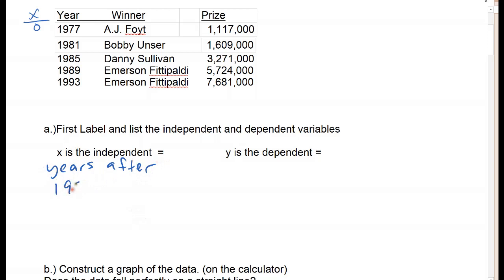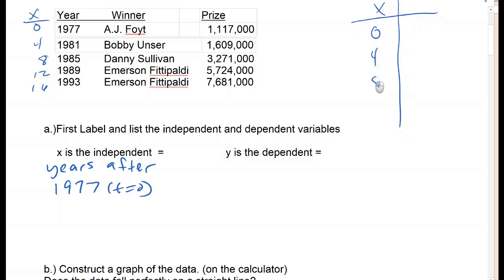The years after 1977, right? That's time 0. That's the first piece of information I have. And that's how we let people know in statistics that the first piece of information came from 1977. That's our time 0, our initial year. And then we have information after that, every year after that as well. So 81 would be 4 years later, 85 is 8. I believe it goes by 4s: 12 and 16. Those are my x values. I had a table in your notes here: my x would represent 0, 4, 8, 12, and 16.